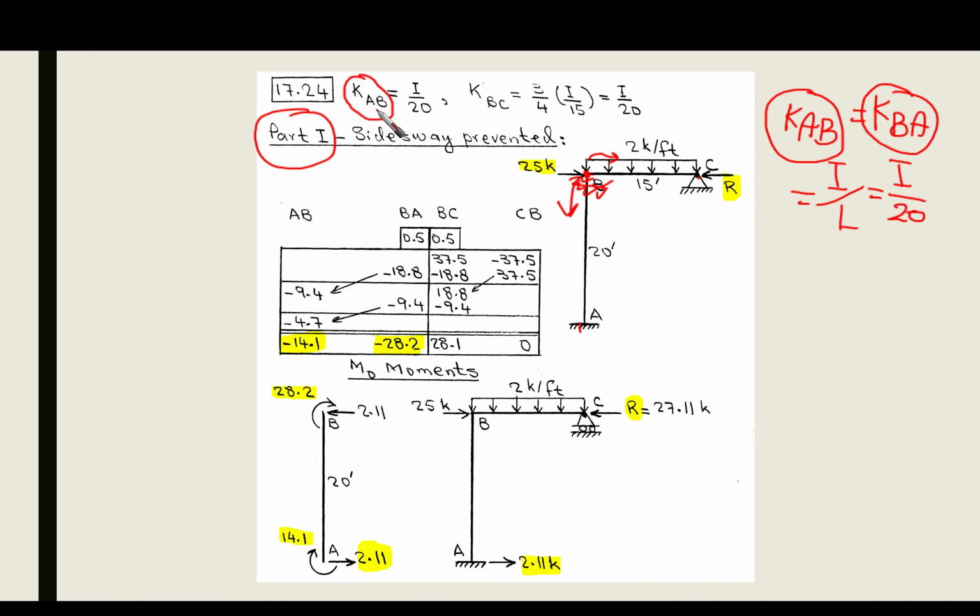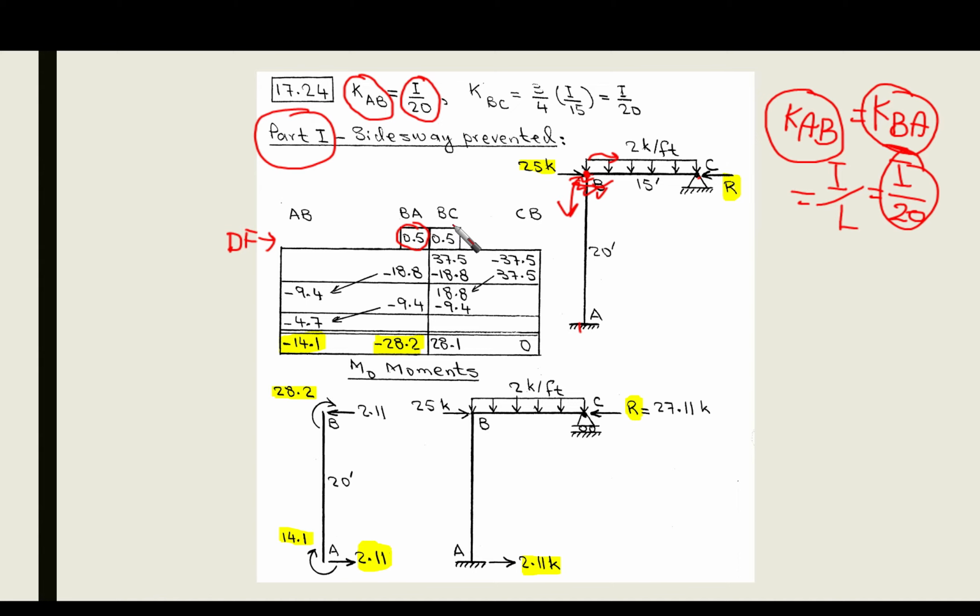So this is what we have obtained here: KAB equals KBA, and it equals I over 20. We are going to put it here. This is the distribution factor. Remember, this is the distribution factor that we put in the first row for the moment distribution of the side sway prevented case, or part 1.